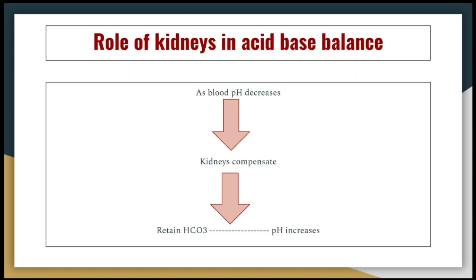When we talk about the role of kidneys in acid and base balance, when the blood pH goes down, that means the blood is acidic now. So what will the kidneys do?